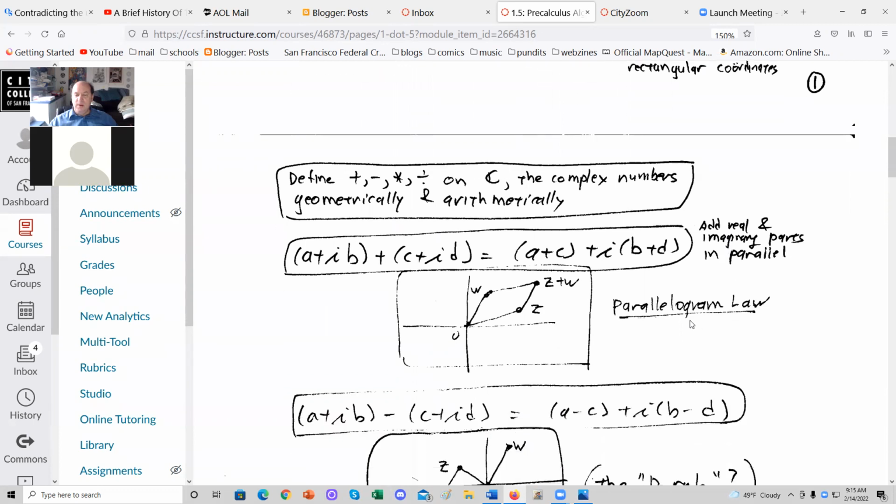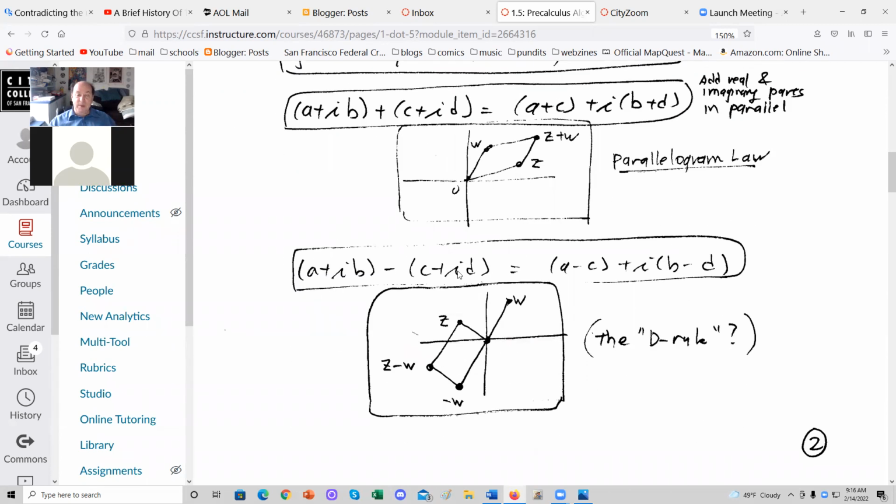Okay, and in terms of the geometry, if this is the complex number 0, and this is the number z, and this is the number w, then it turns out that z plus w is this fourth point on this parallelogram. 0 to z and w to z plus w are parallel lines. 0 to w and z to z plus w are parallel lines. So that's the parallelogram law for adding complex numbers geometrically. And I suppose you could call this the parallelism law for adding them algebraically.